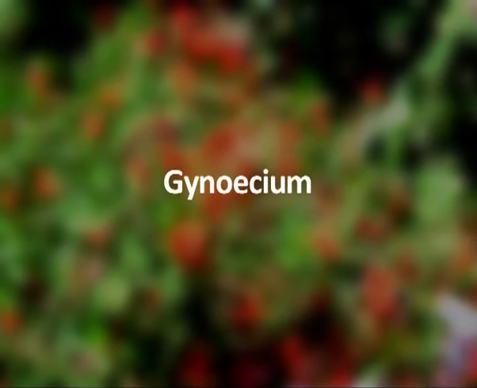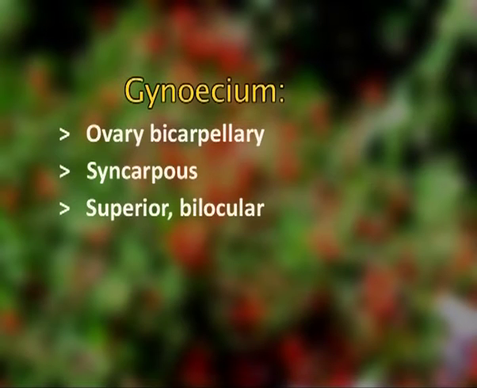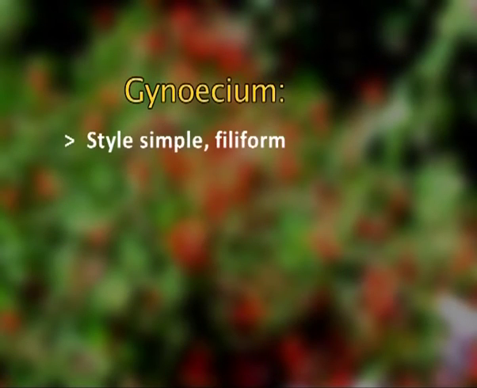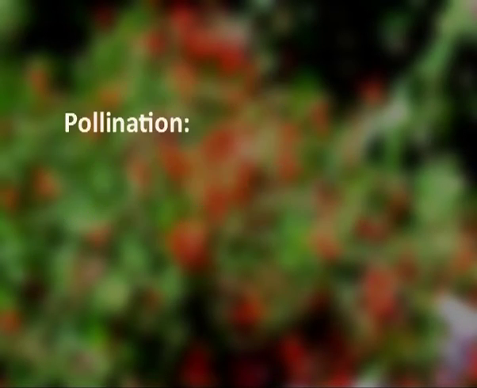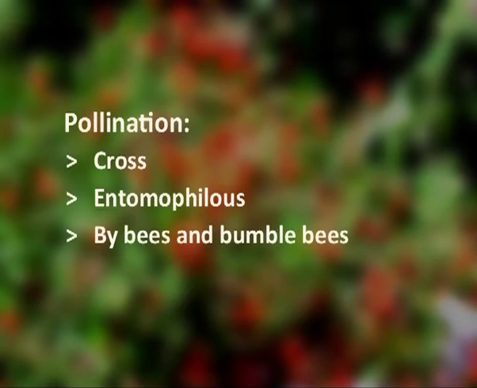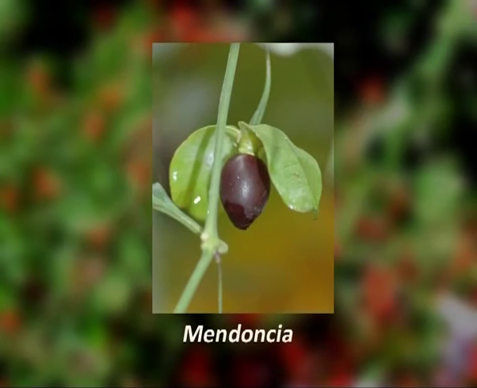Now, gynoecium. Ovary is bicarpellary syncarpous, superior, bilocular, with axile placentation, ovules 2 to many per locule, style simple, filiform, stigma simple or bifid. A glandular disc is present below the ovary. Pollination is cross, entomophilous, usually by bees and bumblebees. Fruit is 2 to many seeded loculicidal explosively dehiscent capsule. Fruit in Mendoncioideae is drupaceous.